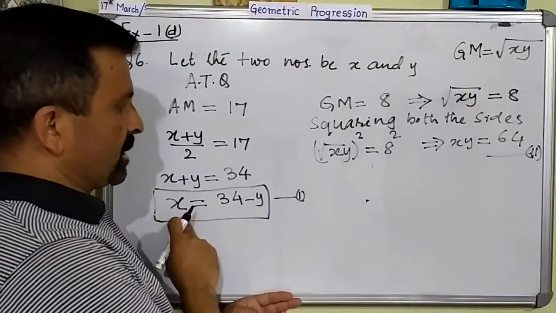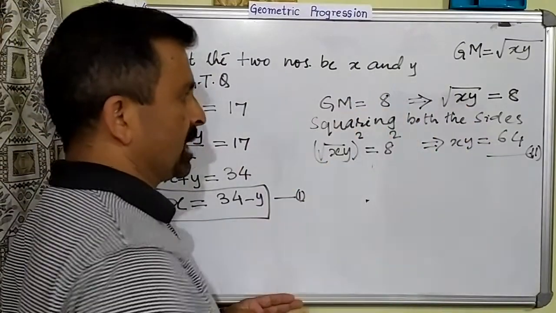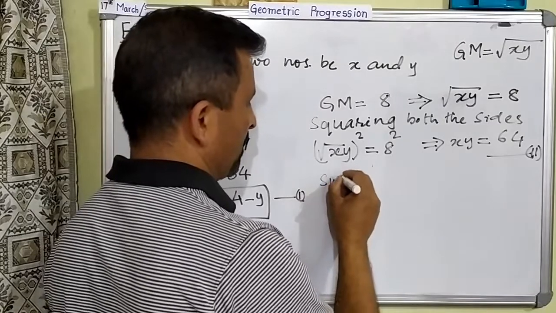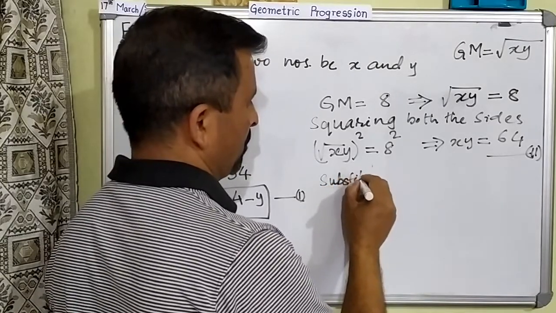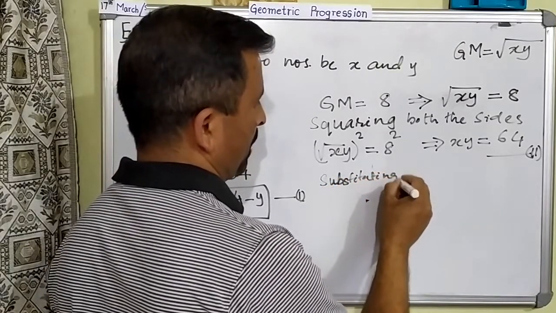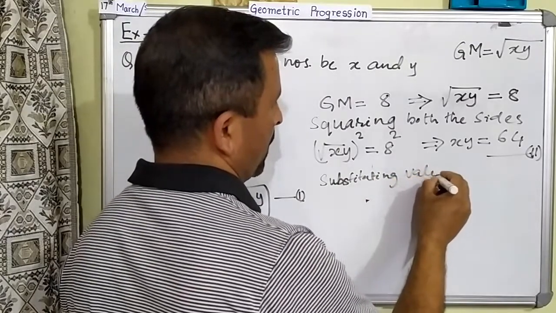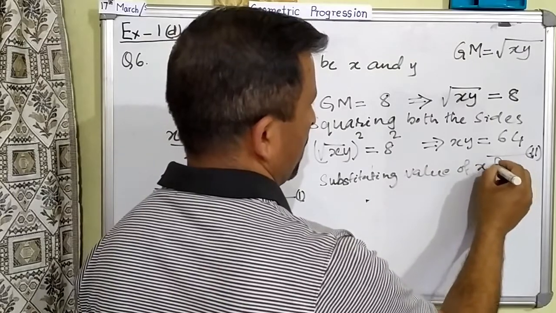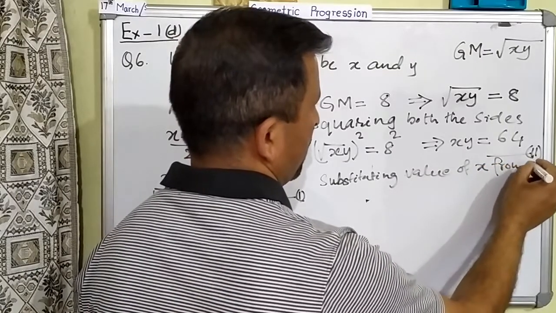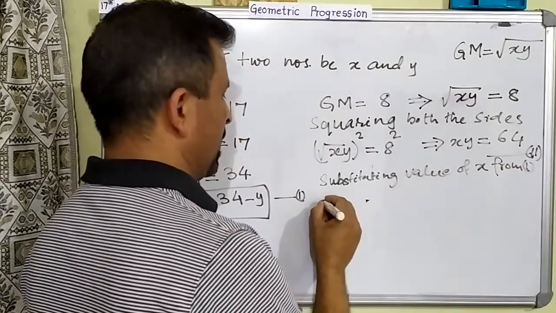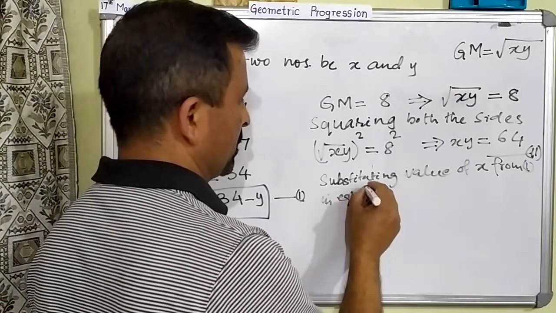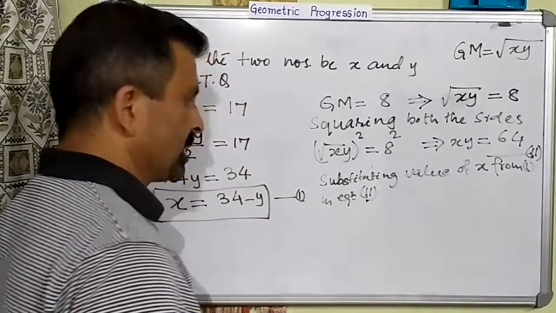Now this value of x from equation number 1 can be substituted in equation number 2. So substituting the value of x from 1 in equation 2, what happens?